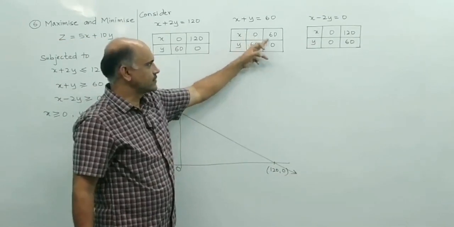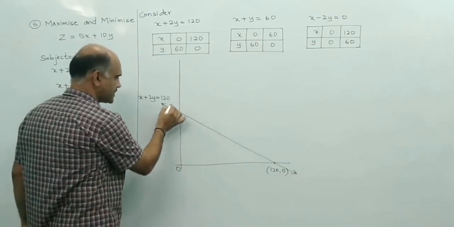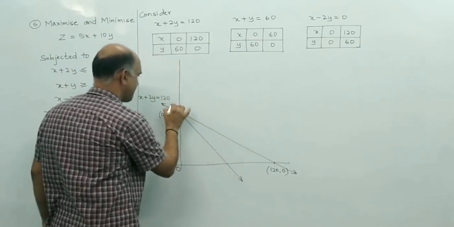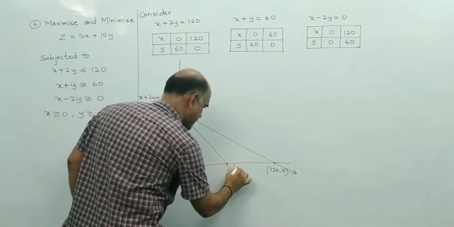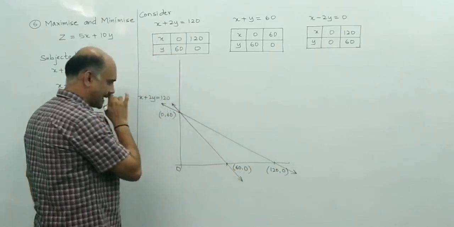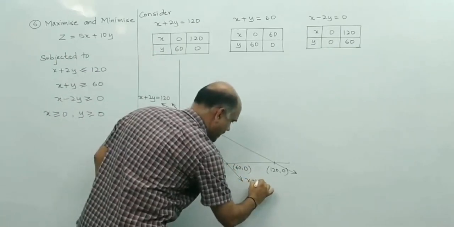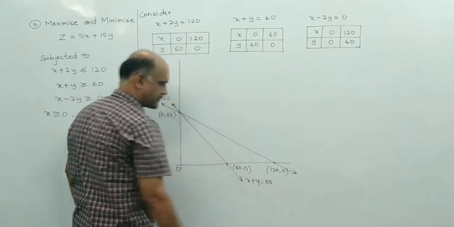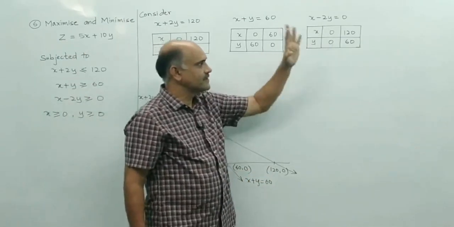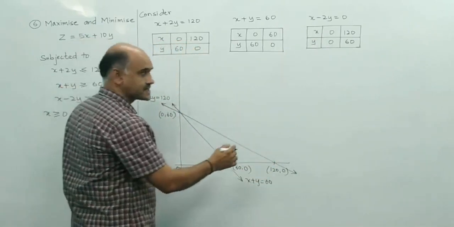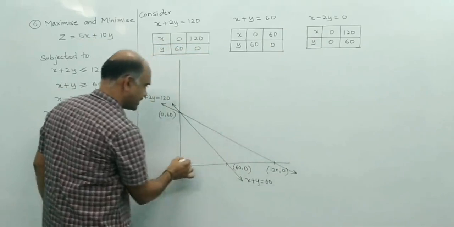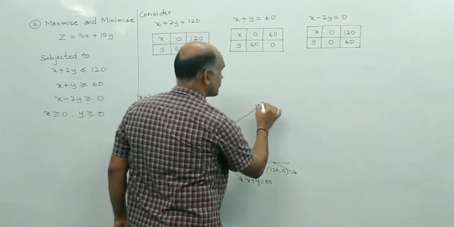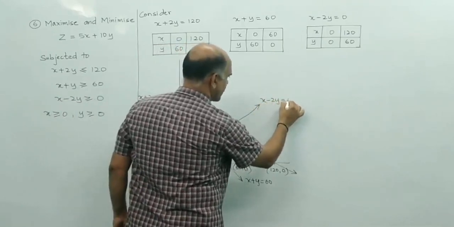Second, if I take 0, 60 and 60, 0. So 0, 60 will be the same as this one. Then 60, 0 I will have somewhere over here. This is the second line, x plus y is equal to 60. Now the third line will pass through origin. So x is equal to 120, y 60 somewhere here, it will be passing through origin. This is the third line, x minus 2y equal to 0.